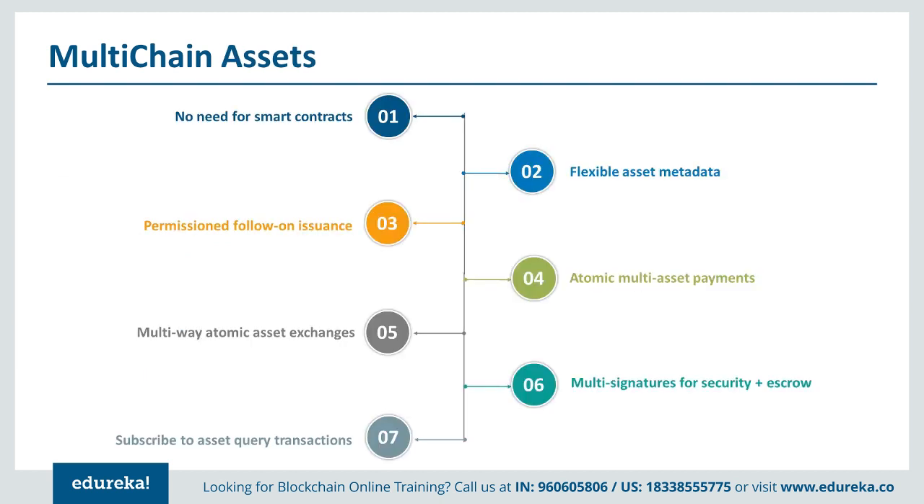There is no need of smart contracts. Flexible asset metadata, permission follow, atomic multi-asset payments, atomic asset exchanges, multi-signature for security, escrow, and subscribe to the asset every transaction. So we will see all these transfers of assets from one node to another in our practical demonstration.